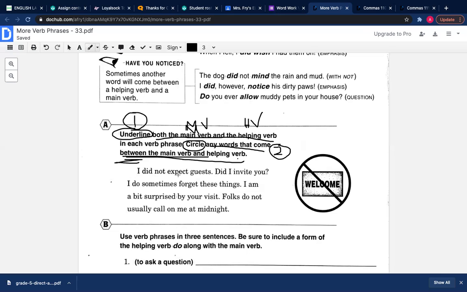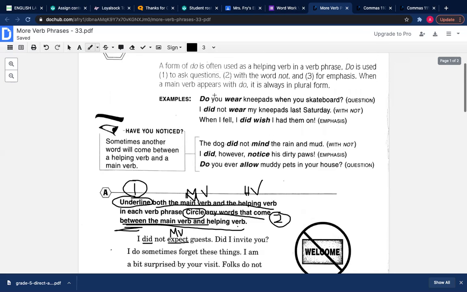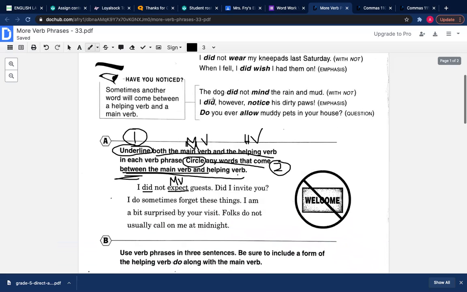I did not expect guests. So the verb phrase must be did expect. I as a subject, what did I do? I did not expect. The main verb is expect. The helping verb that we're talking about right now is the word did or do. HV for helping verb. And that's step 1.